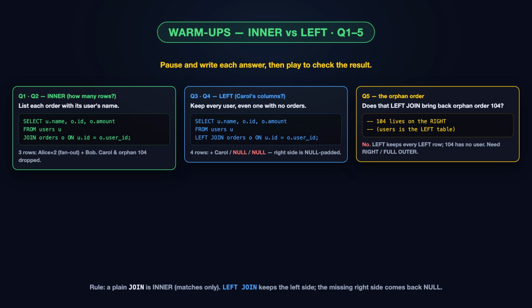Question 5, does that left join bring back the orphan order 104? Pause. No. A left join keeps every row of the left table, which is users. Order 104 lives on the right with no matching user, so it's still dropped. To keep it you'd need a right join or a full outer join. Nail those 5 and you understand 90% of everyday joins.